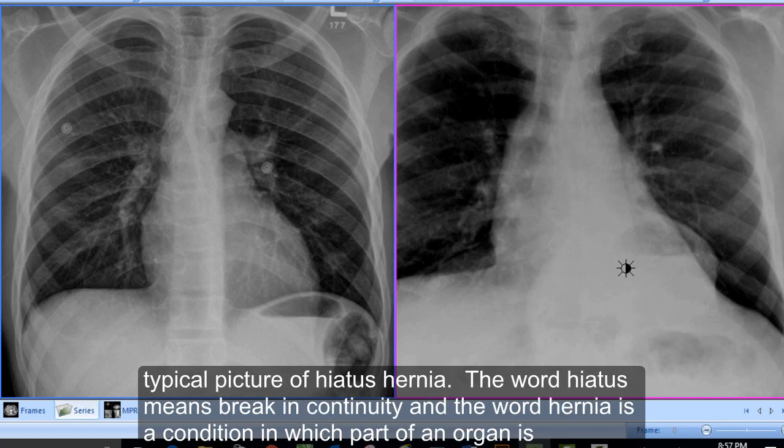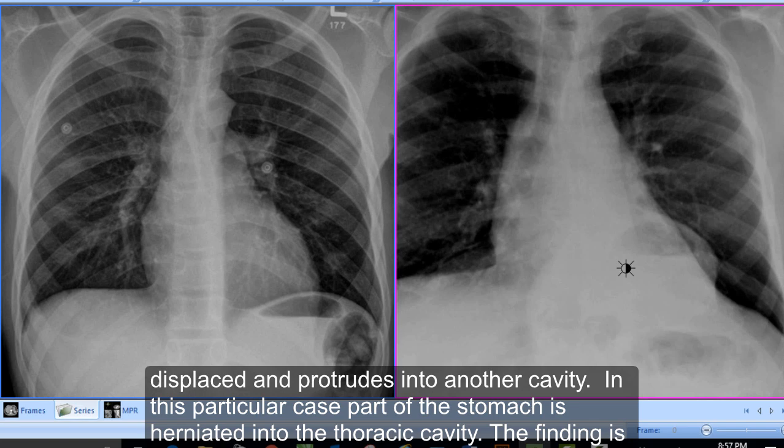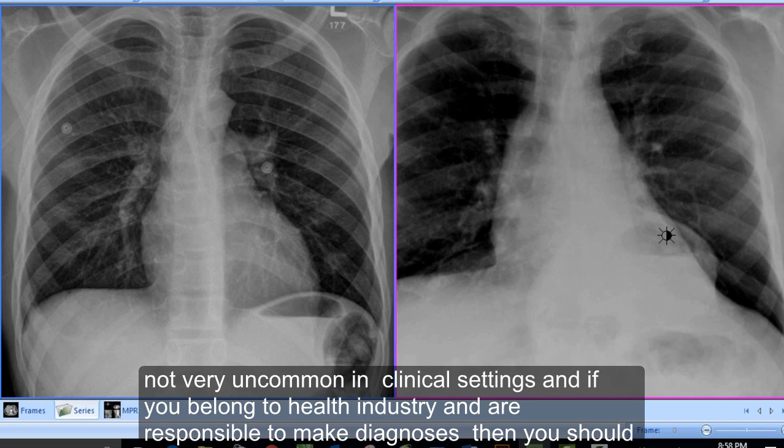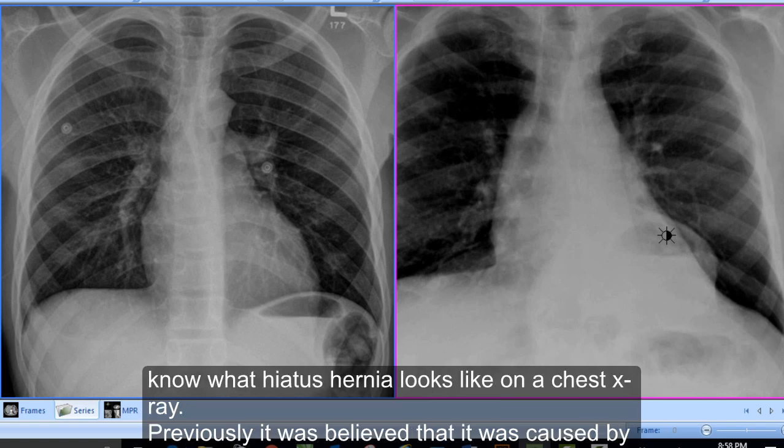The word hiatus means break in continuity, and the word hernia is a condition in which part of an organ is displaced and protrudes into another cavity. In this particular case, part of the stomach is herniated into the thoracic cavity. This finding is not very uncommon in clinical settings, and if you belong to the health industry and are responsible to make a diagnosis, then you should know what hiatus hernia looks like on a chest x-ray.